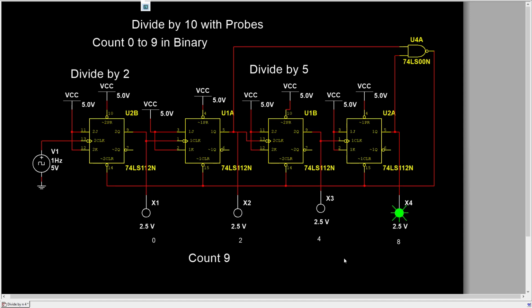Here is our divide by 10 with our outputs, and I'll go through the count here in a second once we get back to 0. Okay, we have 0, 1, 2, 3, 4, 5, 6, 7, 8, 9, and then done.